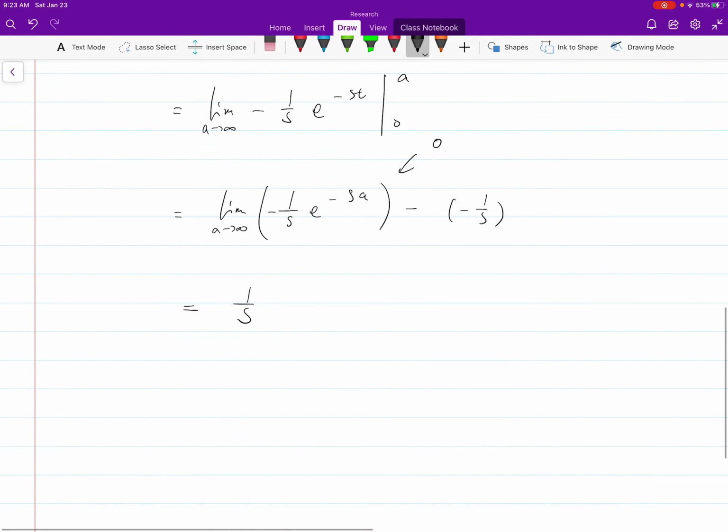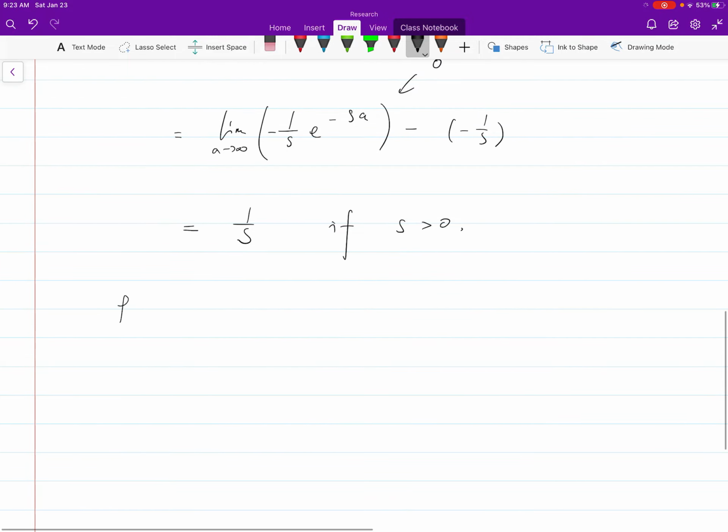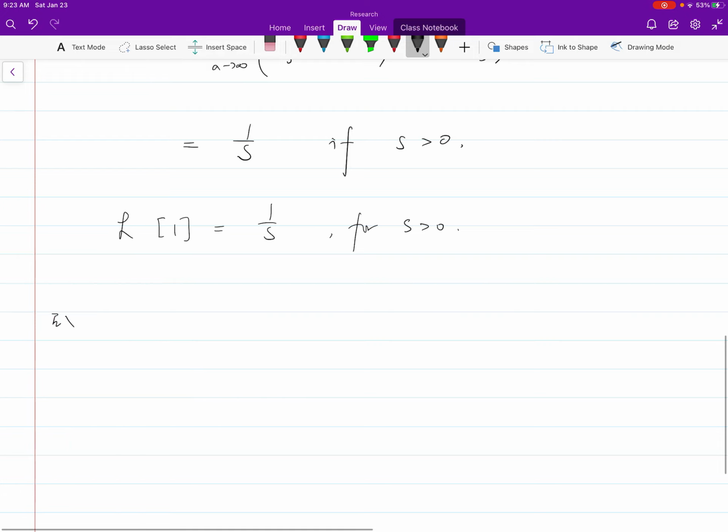So this is going to work if your s is bigger than 0. The reason is because you want this part to converge. In order for this to converge, you need something like 1 over e to something, which eventually goes to 0, and then your s has to be positive. Otherwise, if your s is negative, clearly this goes to infinity, so it does not converge. So we find the Laplace transform of the function 1 is 1 over s, for s bigger than 0. Okay, now that's pretty nice.